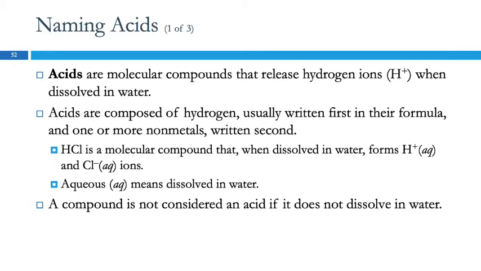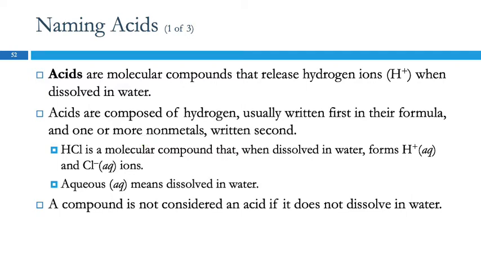Now we're going to learn how to name acids. Well, first we have to identify what acids are. So for our purposes right now, we'll define acids as molecular compounds that release hydrogen ions when dissolved in water. Well, that's very nice, but how do we recognize them? So what we're going to see is that hydrogen is always present in an acid in Chem 1A. So it's going to start with hydrogen, and then there's going to be one or more nonmetals after that.